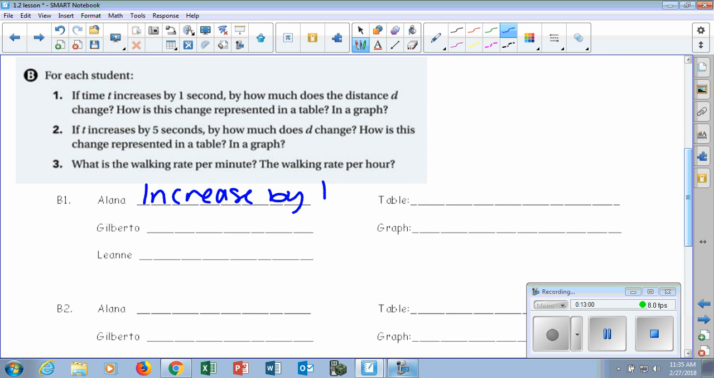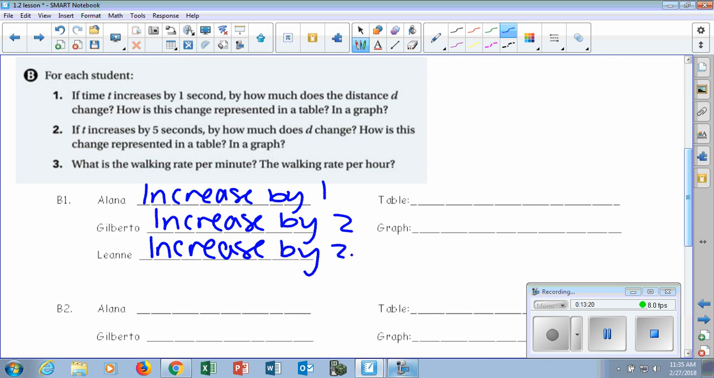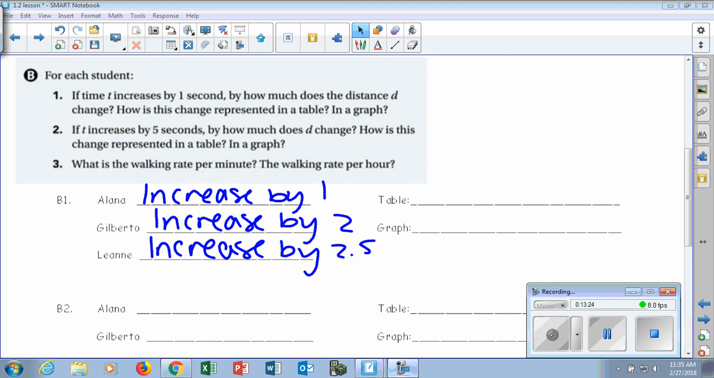So what about Gilberto? In 1 second, where is his distance going to go? Yeah, it's going to increase by 2. And lastly, Leanne. Perfect. She's going to increase by 2.5.